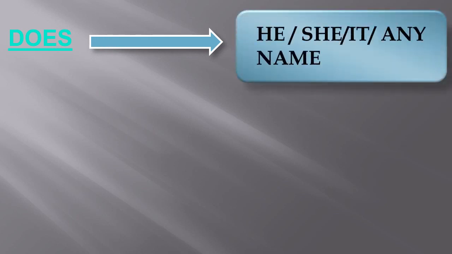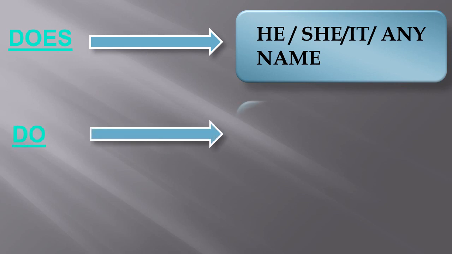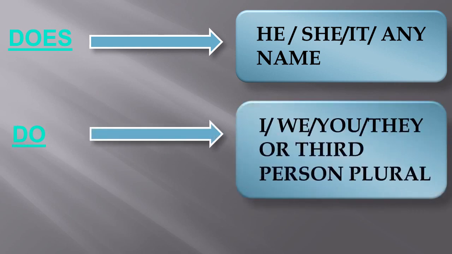Does. Now again the question comes: where do we have to use does, that means with which subject, and where will we be using do? So does is used with he, she, it or any name, same as verb first form plus s or es, that is third person singular. Then do is used with I, we, you, they or third person plural. So in this manner we are going to frame sentences for present indefinite tense.